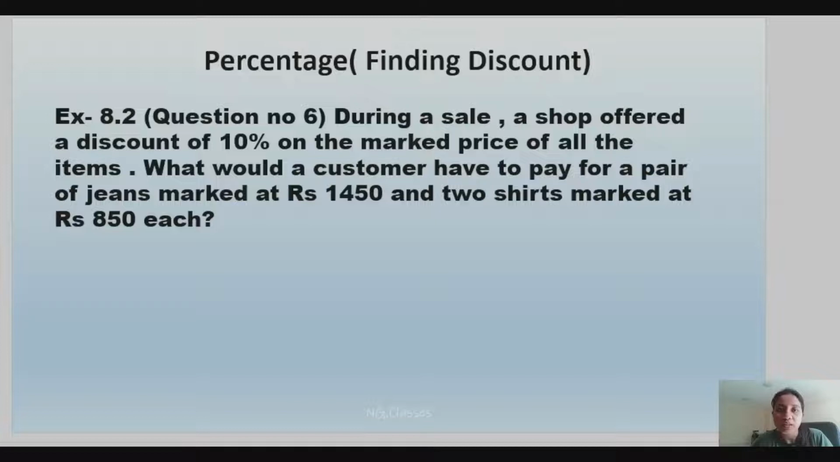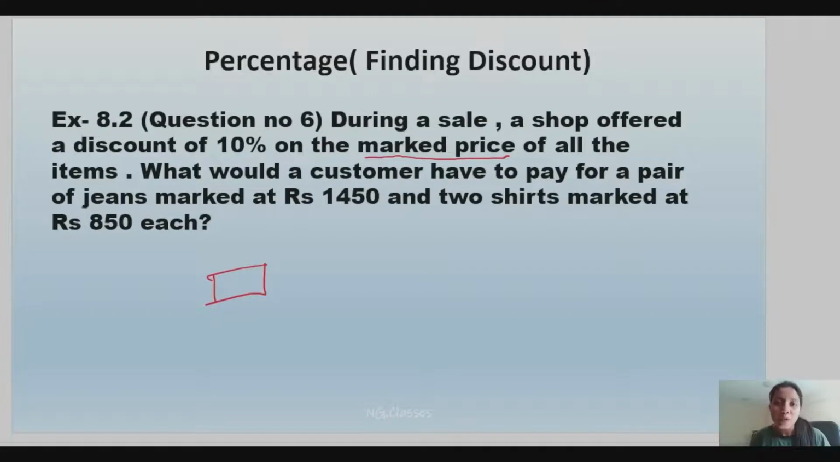So our question from NCERT is: during a sale, a shop offered a discount of 10% on the mark price. This mark price is the price labeled on the product. Any product contains some labeled price. That price is called mark price. What the shopkeepers do is they take some extra amount on the cost price and then label it as the mark price. Sometimes they sell the product at the mark price only, and sometimes they give a discount on the mark price.